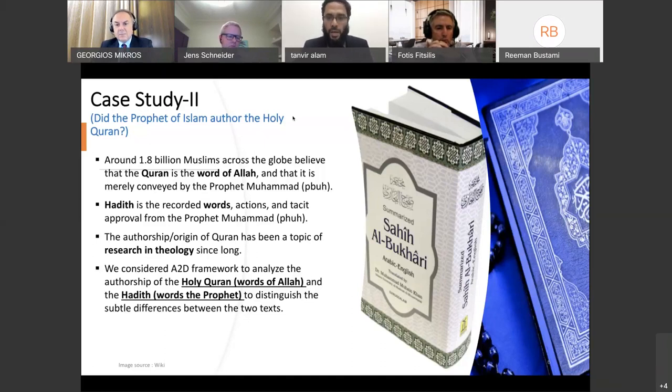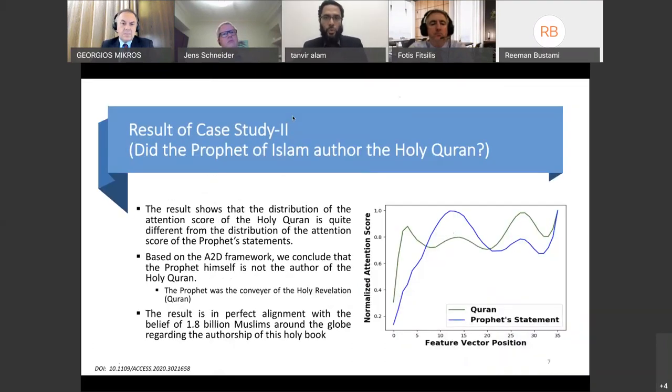Then we asked our A2D framework, can you detect whether these two holy sources are coming from the same author, same source or not? Interestingly, if you look at the graph, which shows the attention score from the Holy Quran and the Prophet's Hadith, it clearly shows that the attention score from the A2D network was significantly different, which clearly shows that the Prophet of Islam was just a conveyor of the Quran.